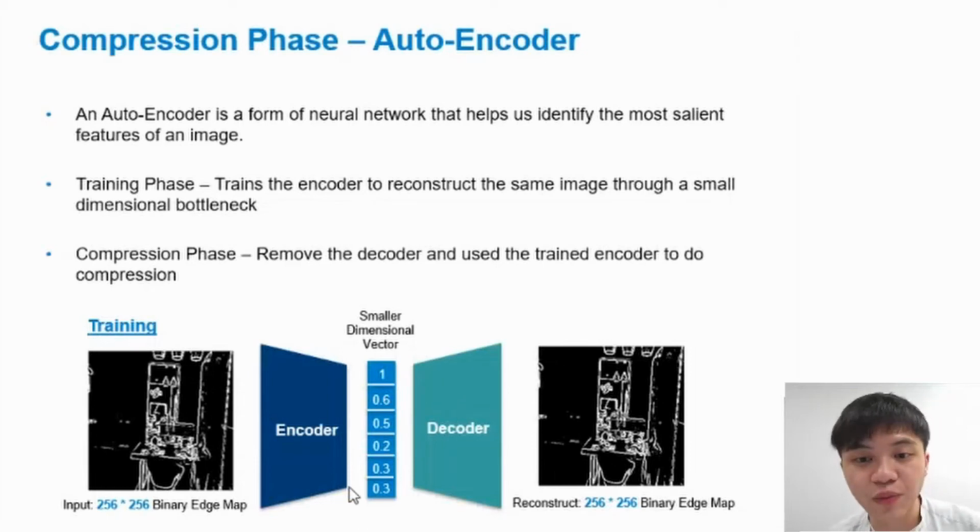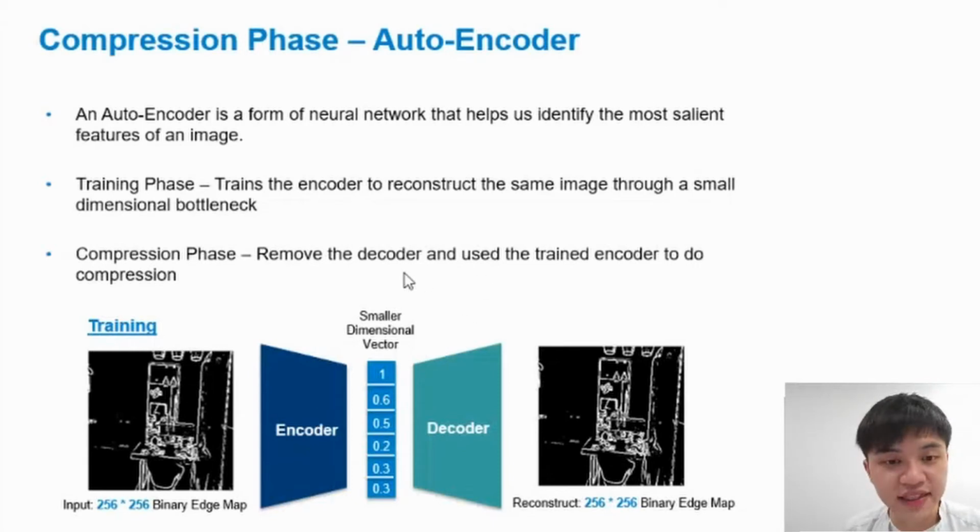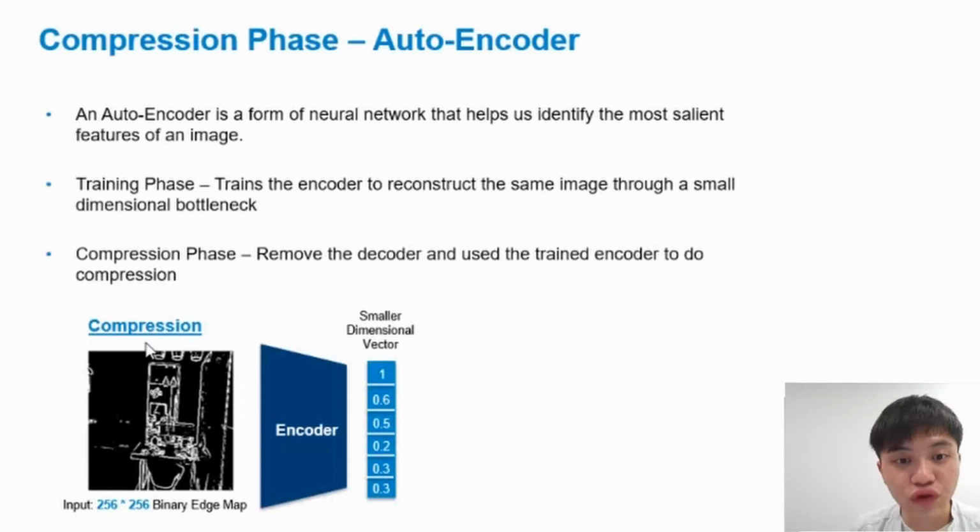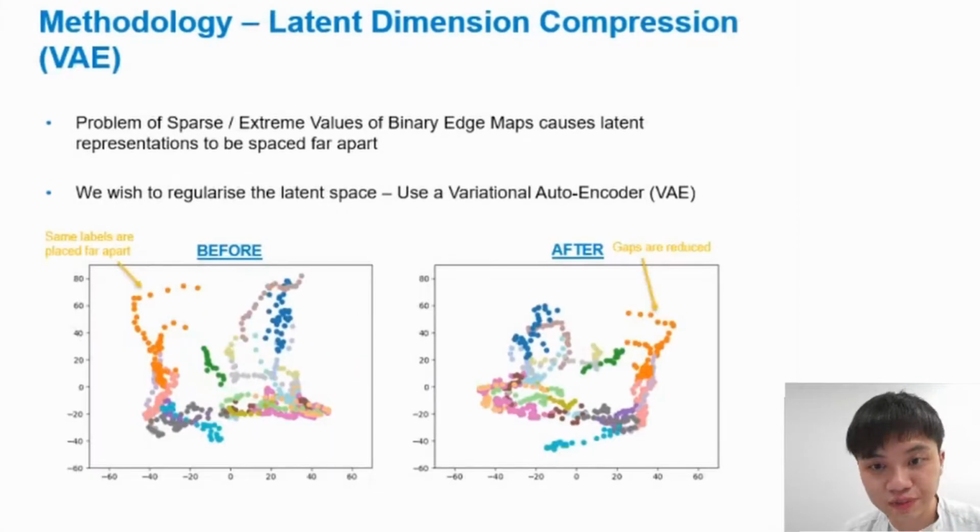This will ensure that the smaller dimensional vector captures the most salient features of our input, such that it can reconstruct the input through the decoder despite losing some information in the encoder itself. So once we've trained both the encoder and decoder, we basically just toss away the decoder and use the trained encoder for future predictions. By putting future binary edge maps through our trained encoder, we get smaller dimensional vectors for each binary edge map. Let's call these smaller dimensional vectors latent space representations.